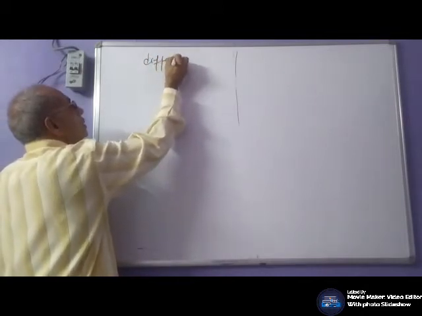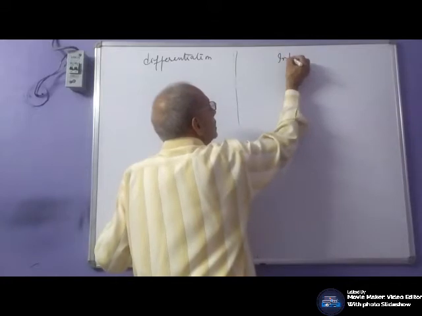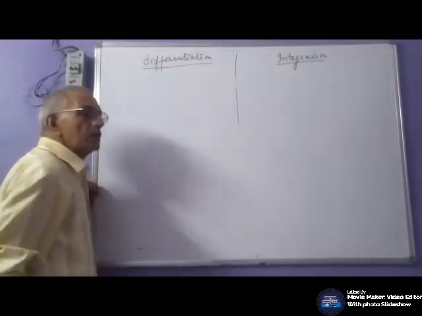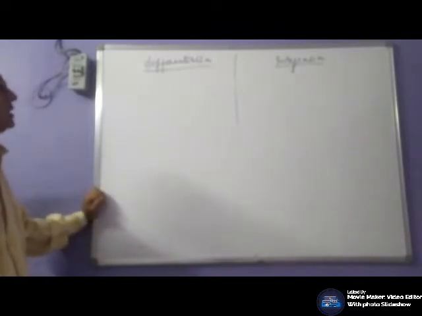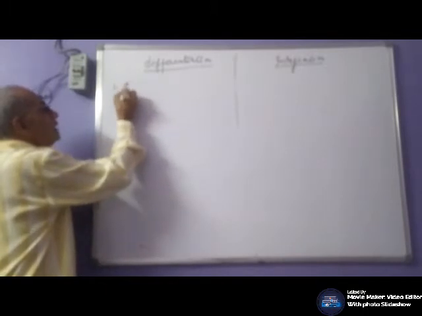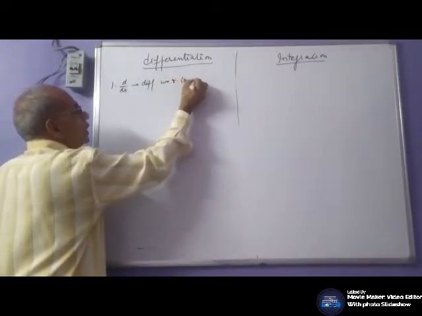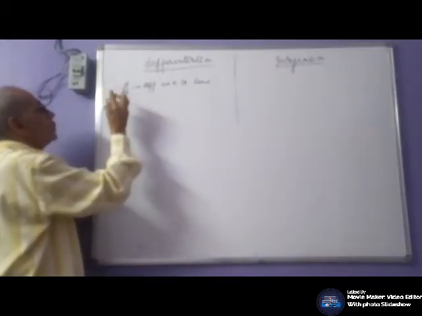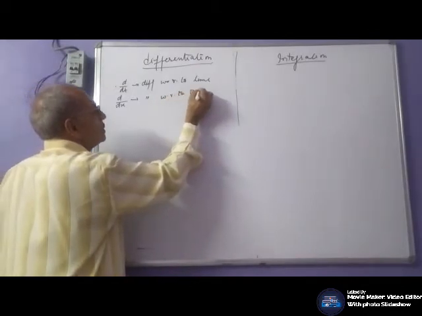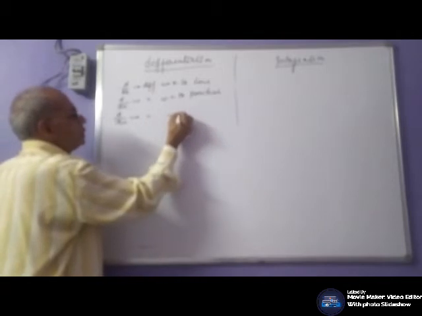This is differentiation. This side is integration. Get an idea about differentiation and integration as it will be used further. d by dt is differentiation with respect to time. d by dx is differentiation with respect to position. d by dv is differentiation with respect to velocity.